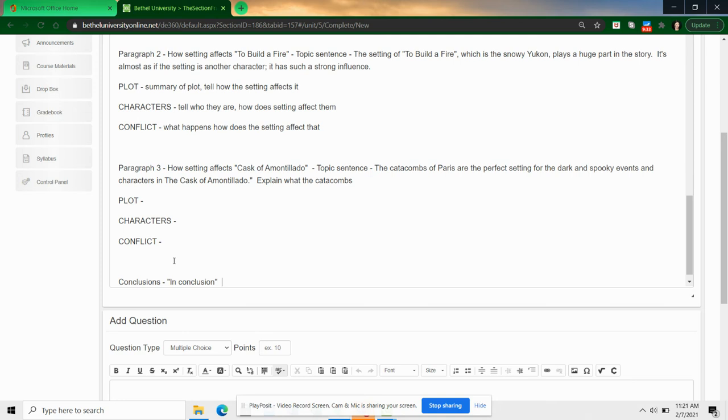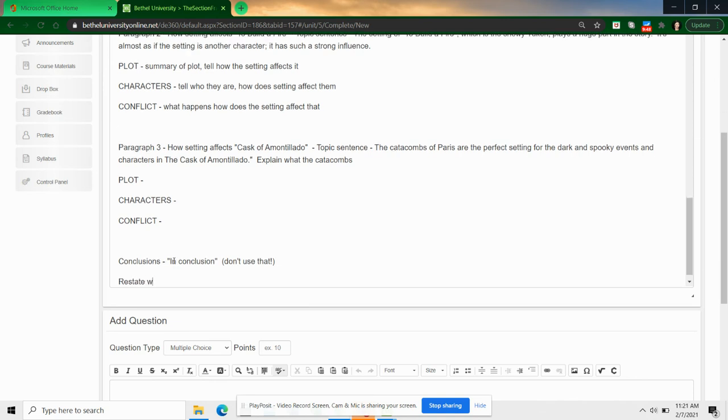So sometimes your concluding paragraph is almost like a mirrored version of your introductory paragraph. So again, don't use that. So for your conclusion, you might restate what you discovered in how setting affects the characters, plot, and conflict.